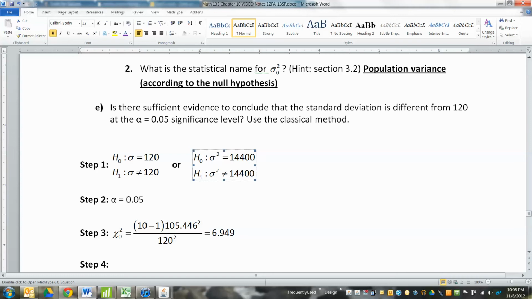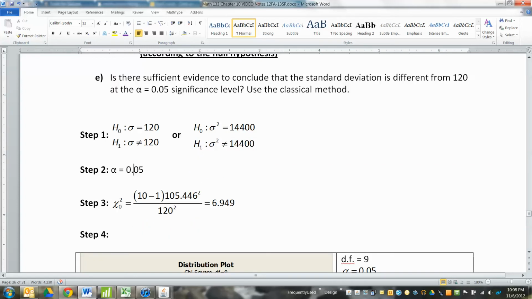Okay? An alternative hypothesis. Now, alpha they gave to us, they said it was 0.05, so I'm going to write 0.05. I don't have to write the symbol alpha, by the way. I could just say at the 0.05 significance level, and you'd still have to know that that's alpha.